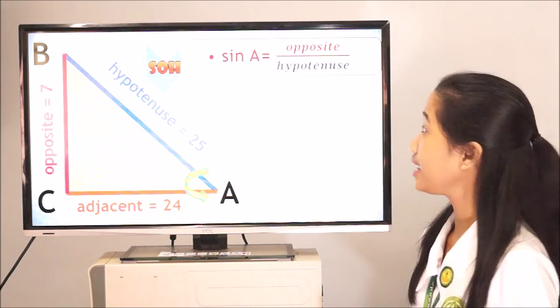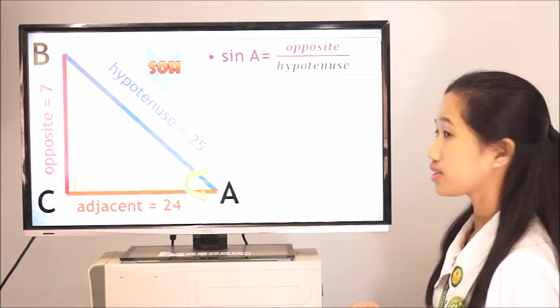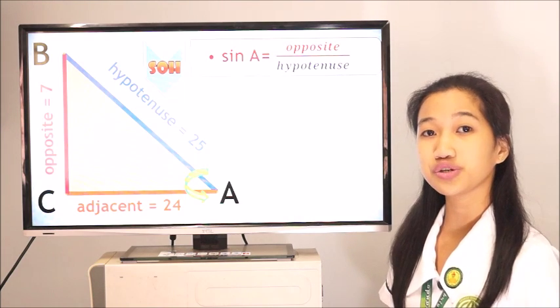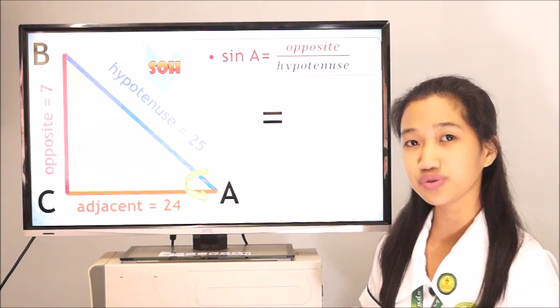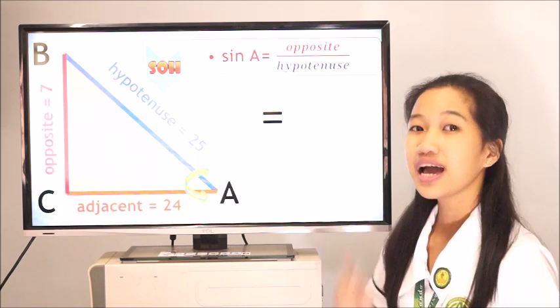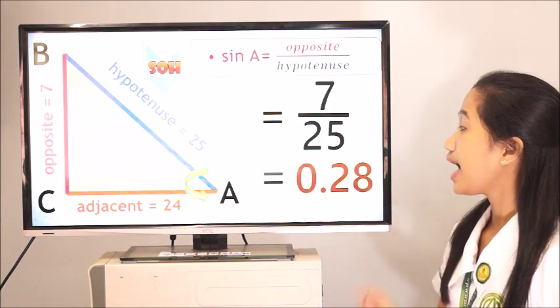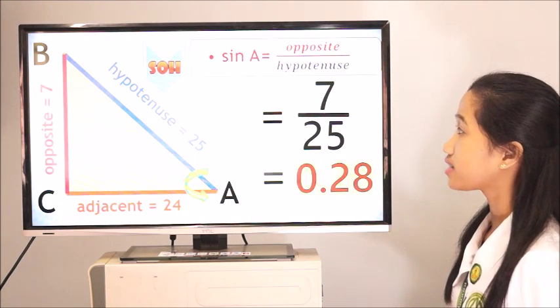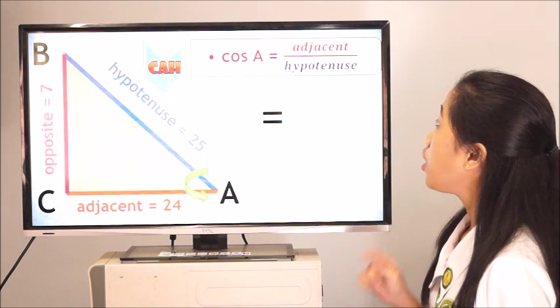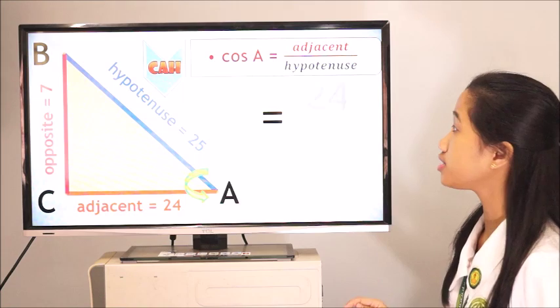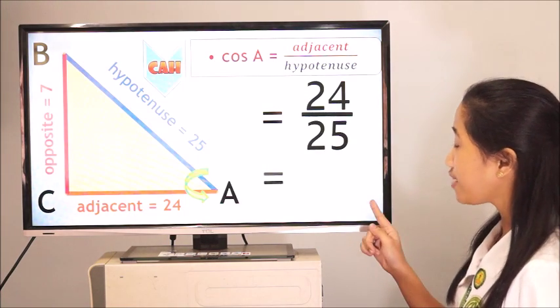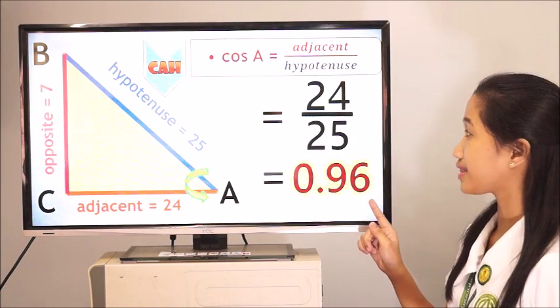We have sine A equals opposite over hypotenuse. Just simply substitute the values and always reduce your answer to decimal, to two decimal places. We have 7 over 25, and it is equal to 0.28. For the cosine, we have adjacent over hypotenuse, which is 24 over 25, equal to 0.96.